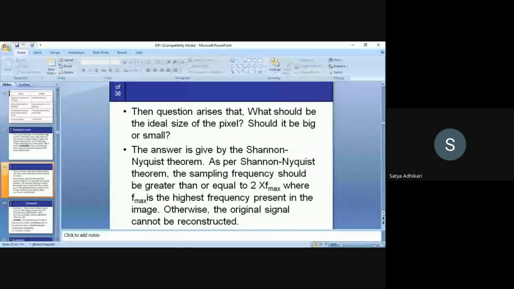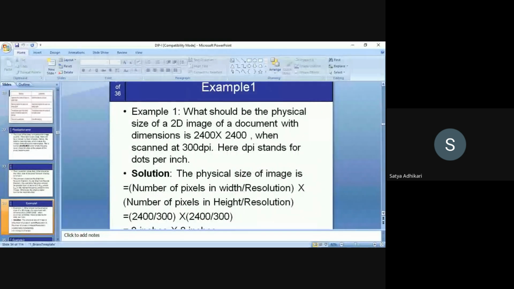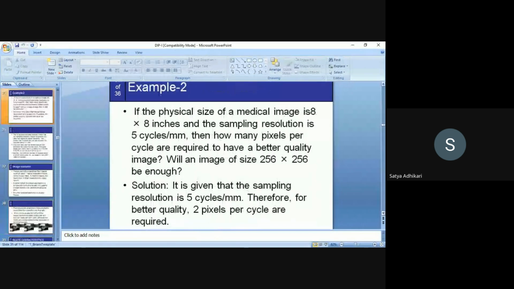Find what is the ideal size, the exact size of the pixel. There is an example we have already done. You see here, this is a question, and the physical size we have already discussed.